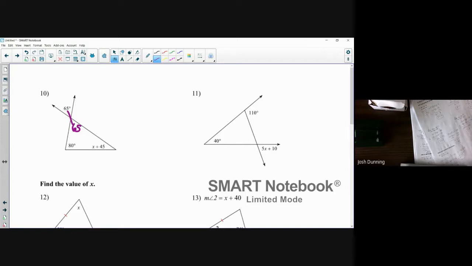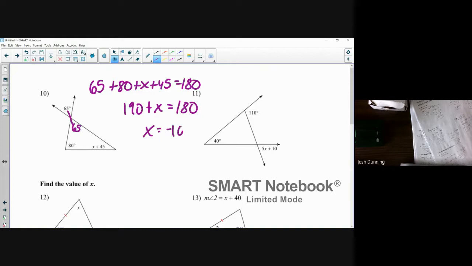Now it's just the same as before. We add all those up. Then combine our like terms. 190 minus your 190, negative 10.